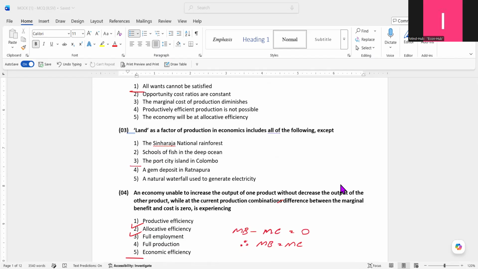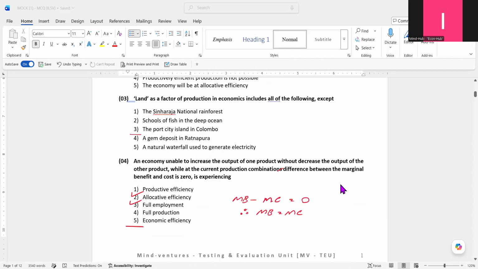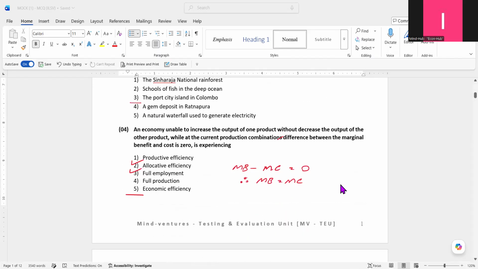So all the other answers, Singaraja Forest, schools of fish in the deep ocean, a gem deposit in Ratnapura, not a gem mine, the gem deposit in Ratnapura, then a natural waterfall, all of these are basically natural resources, whereas the port city is a human-made capital asset.